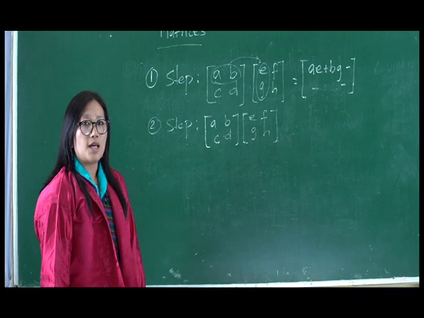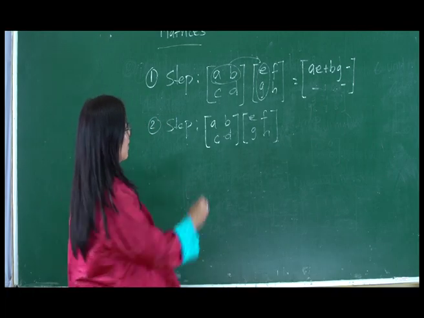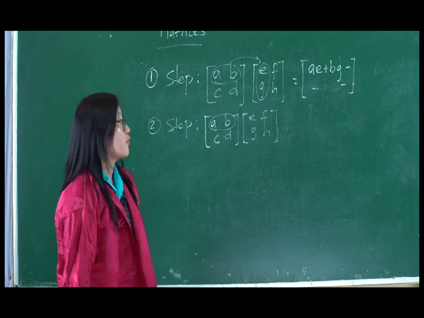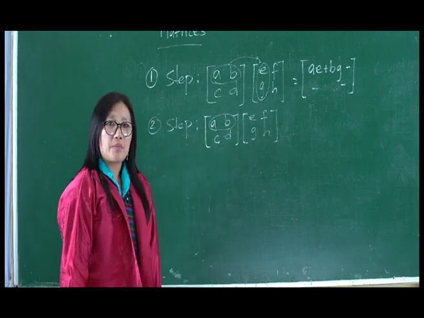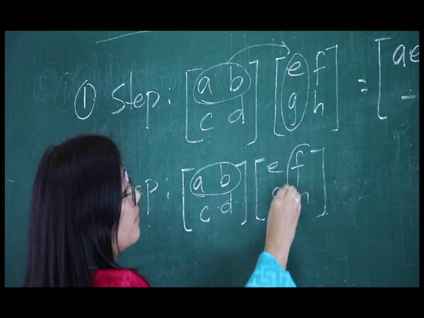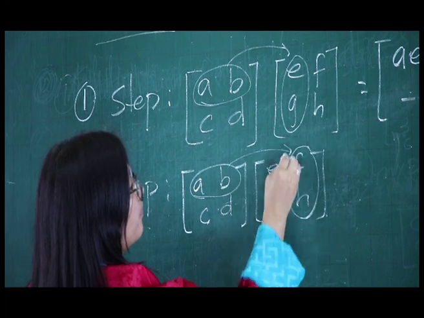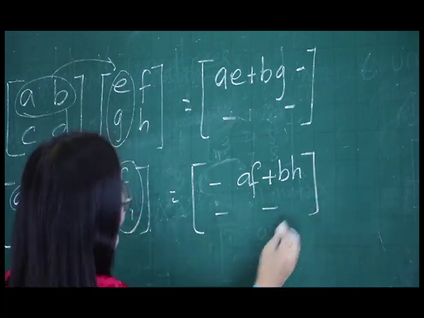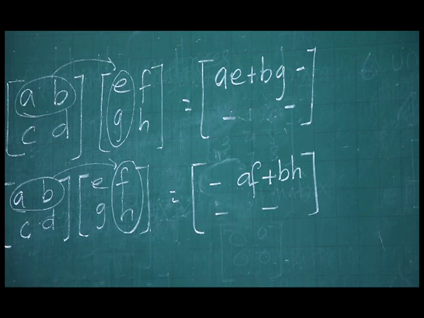Now in the second step, we are going to again multiply the elements in the first row of the first matrix, but this time we are going to multiply with the elements in the second column of the second matrix. Alright, let us move on to the third step.